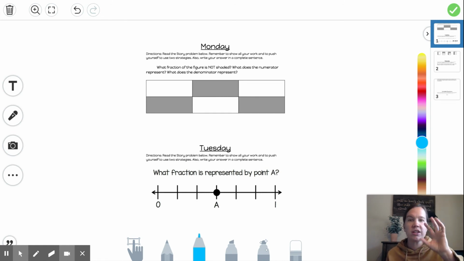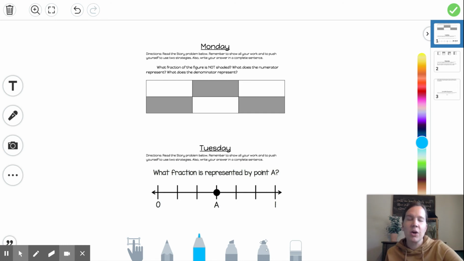So you're just going to check your work, and if you did it correctly, awesome. If you didn't get the same answer that I showed you, then you want to go back to your work and ask yourself, what did I do different? Why is my answer different? How can I change my thinking to get myself to that correct answer? All right, so let's go ahead and get started. I'm going to talk about Monday first.